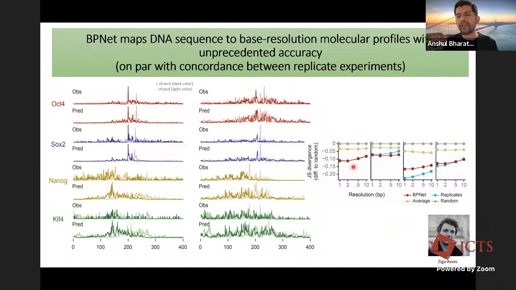And just to be clear, I didn't finish this right here, but the performance of this model is on par with replicate experiments if you condition on peak regions. You look at the predictions of the model, the shape of the predictions, and compare it to the observed data. The blue curves are replicate experiments. The red curves are the actual predicted versus observed. They are very much on par and pretty far away from any kind of baselines, the average baseline, the random baseline. So the model is really learning the profiles extremely accurately at single base pair resolution.